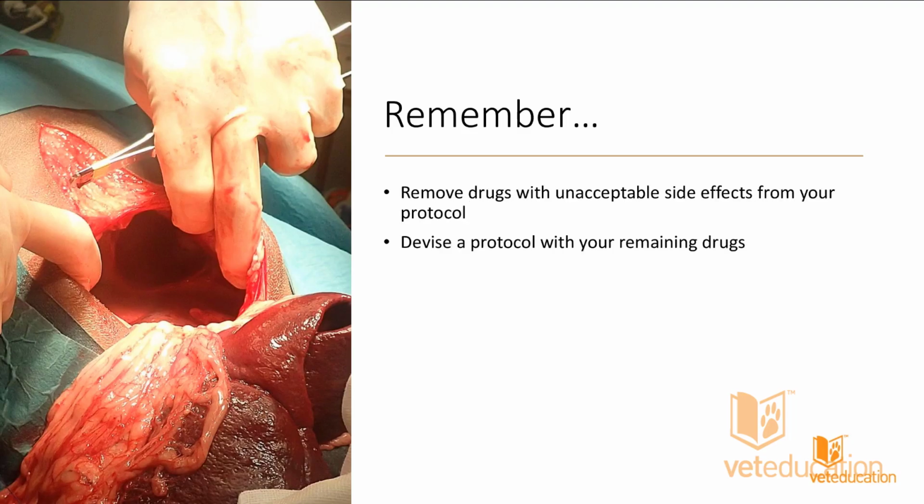The next thing, you look at your anesthetic drug cabinet and just remove drugs that have got unacceptable side effects from your protocol. Just say, well, I don't want this, I don't want that. Just remove them from your protocol and you'll be left with a bunch of drugs that are remaining. And then just devise a protocol with the remaining drugs that both you are familiar with and that your staff are familiar with and that you feel comfortable with giving your patient.